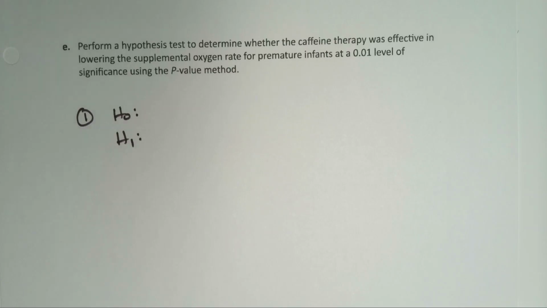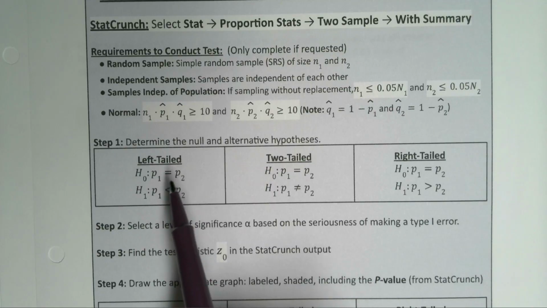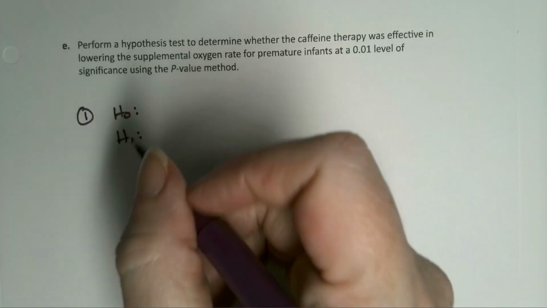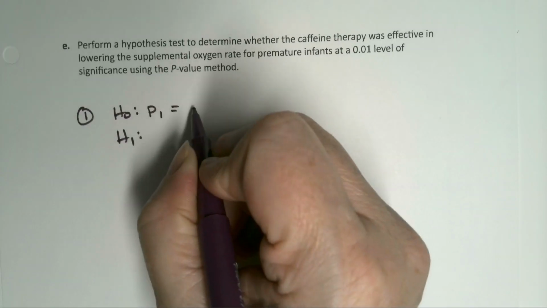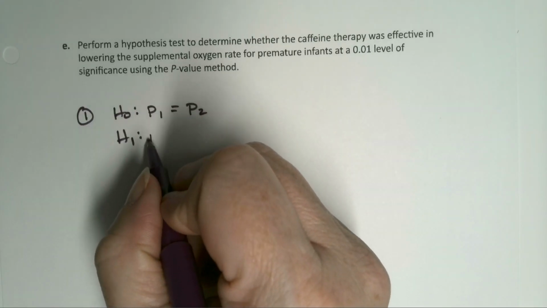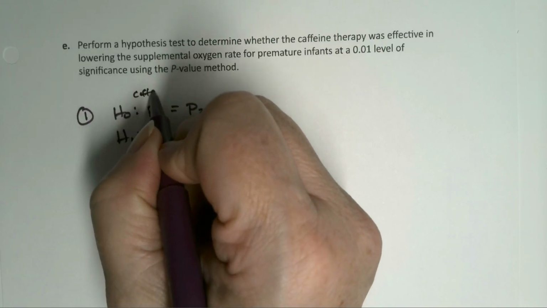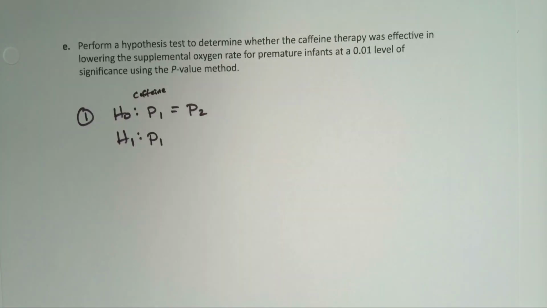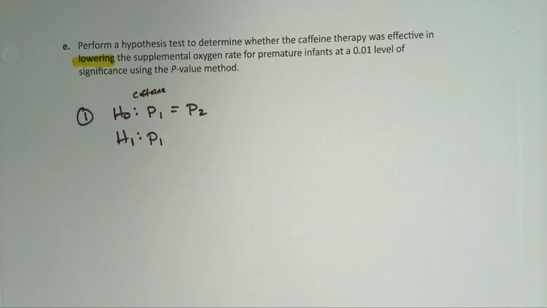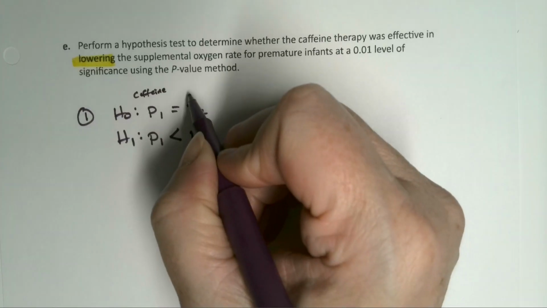Now, the beauty of chapter 11 is that they're not equal to any particular value. So you don't have to go hunting around and trying to figure out what it was. Your null hypothesis is always that the groups are equal to each other, that there's no change in the groups, that the caffeine group is equal to the placebo group. And then your H1 would be the caffeine group, which was group 1. Remember, that's caffeine right here. And it says, was caffeine effective at lowering the supplemental oxygen rate? So we want the caffeine group to be lower than the placebo group, which is this group right here.